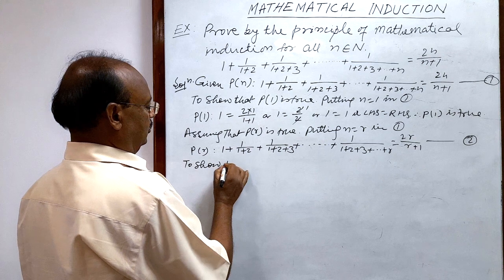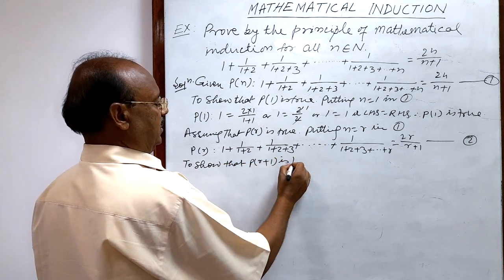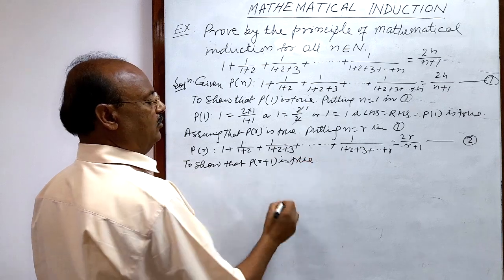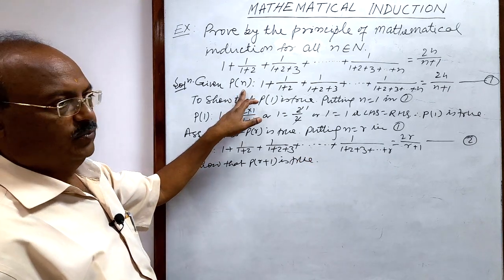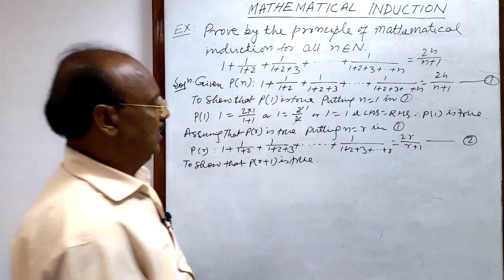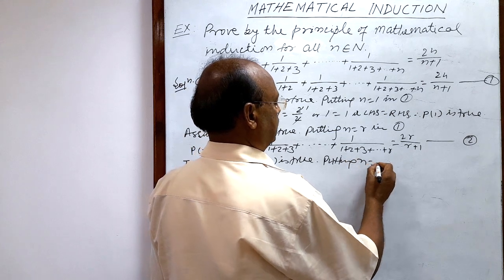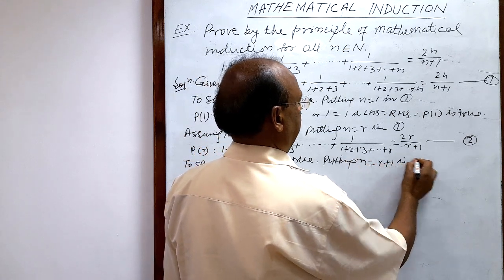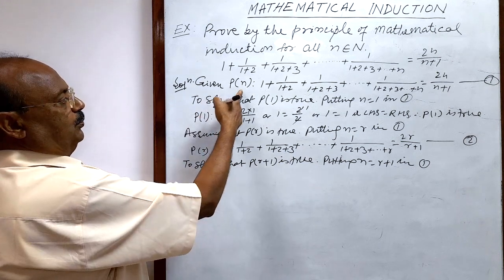Now to show that PR plus 1 is true, and how will we get PR plus 1? By putting n is equal to R plus 1 in relation number 1. So here, putting n is equal to R plus 1 in relation number 1, we will get PR plus 1.